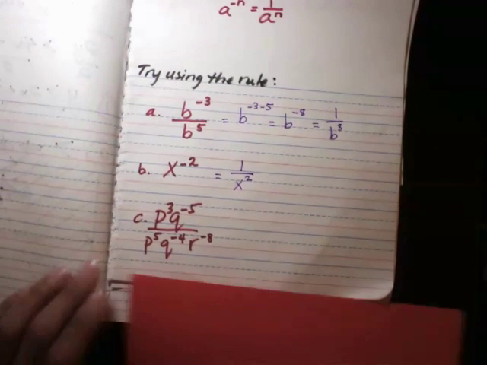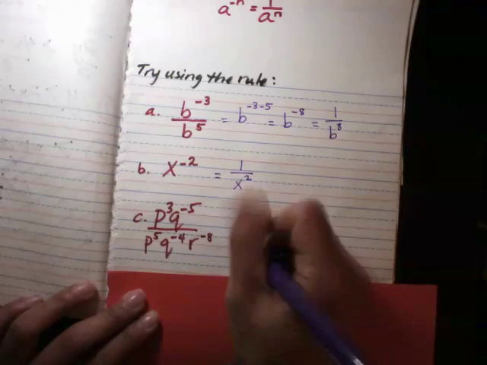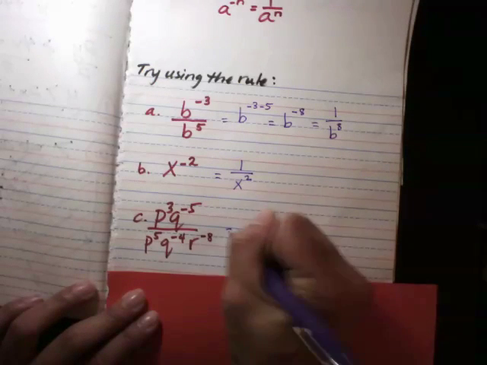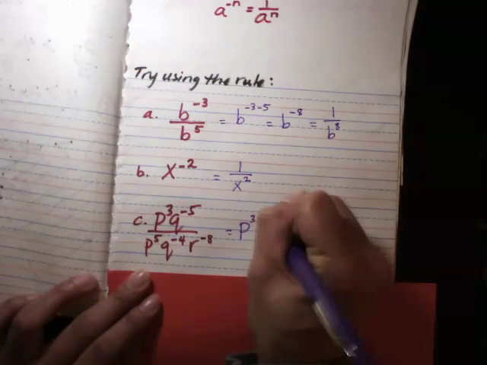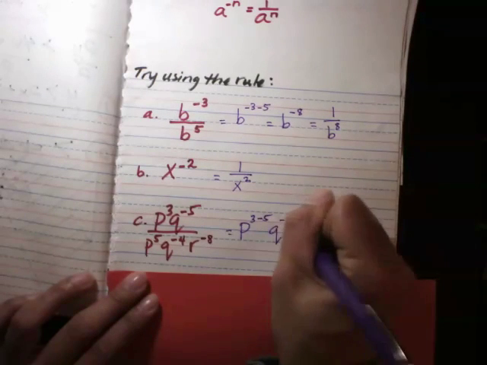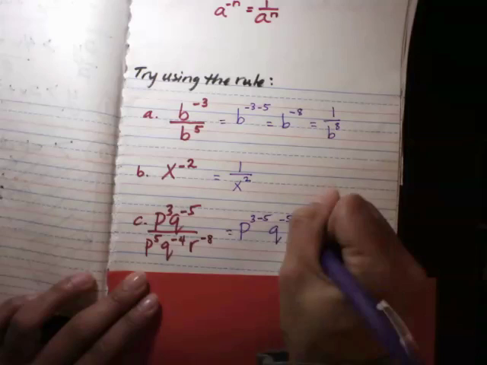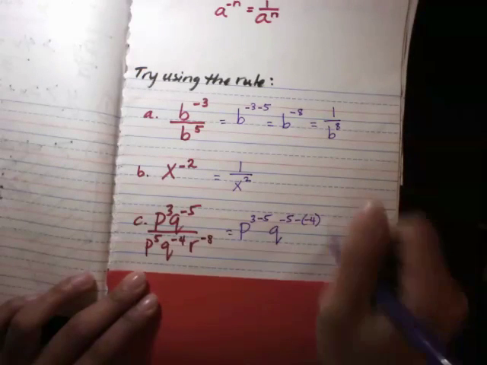And one last one for you to try. This one's a little bit more difficult, but we have the same base. You have p to the 3rd minus 5, because that's the same base here. You have q to the negative 5 minus a negative 4.